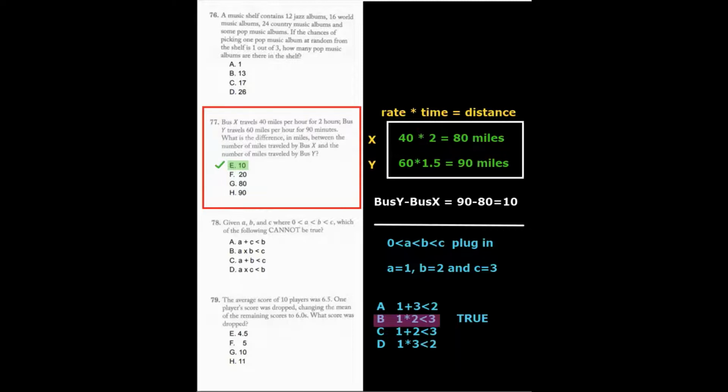The difference between bus Y and bus X would then be 90 minus 80, or 10 miles. The correct answer was E, 10.